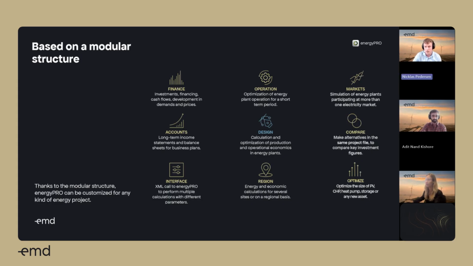Yes. I would say finance, accounts and design are what's built in, meaning that you can only lock your production for 1 year. With the operation module, you can make an operational optimization, saying that you can look at today and see how much storage I have in my battery and how my production will be the next couple of days, so you look at a smaller period of time. The finance is more long-term, 10, 15, 25 years. The optimize is a really good module as well, where you can go in and find the optimal size, as you talked about a couple of times.